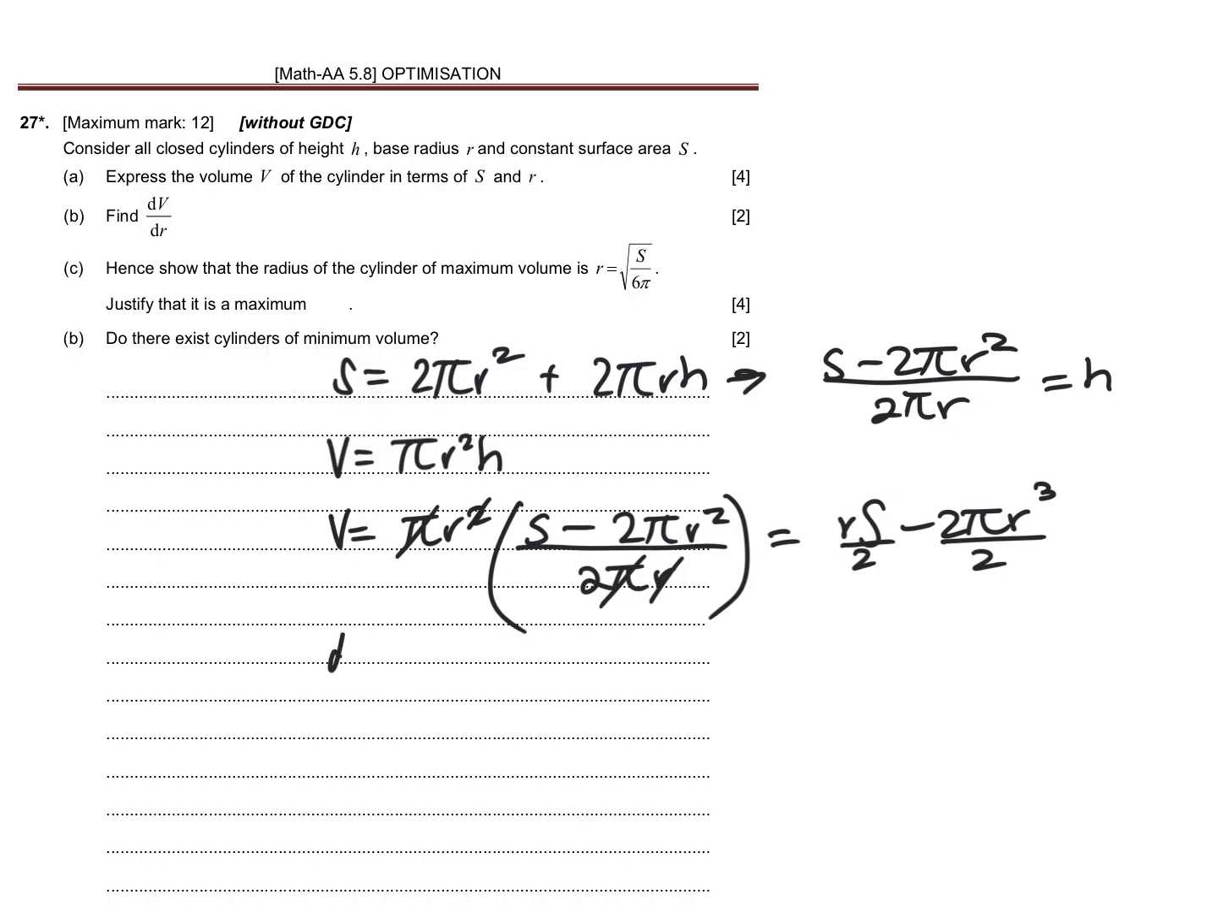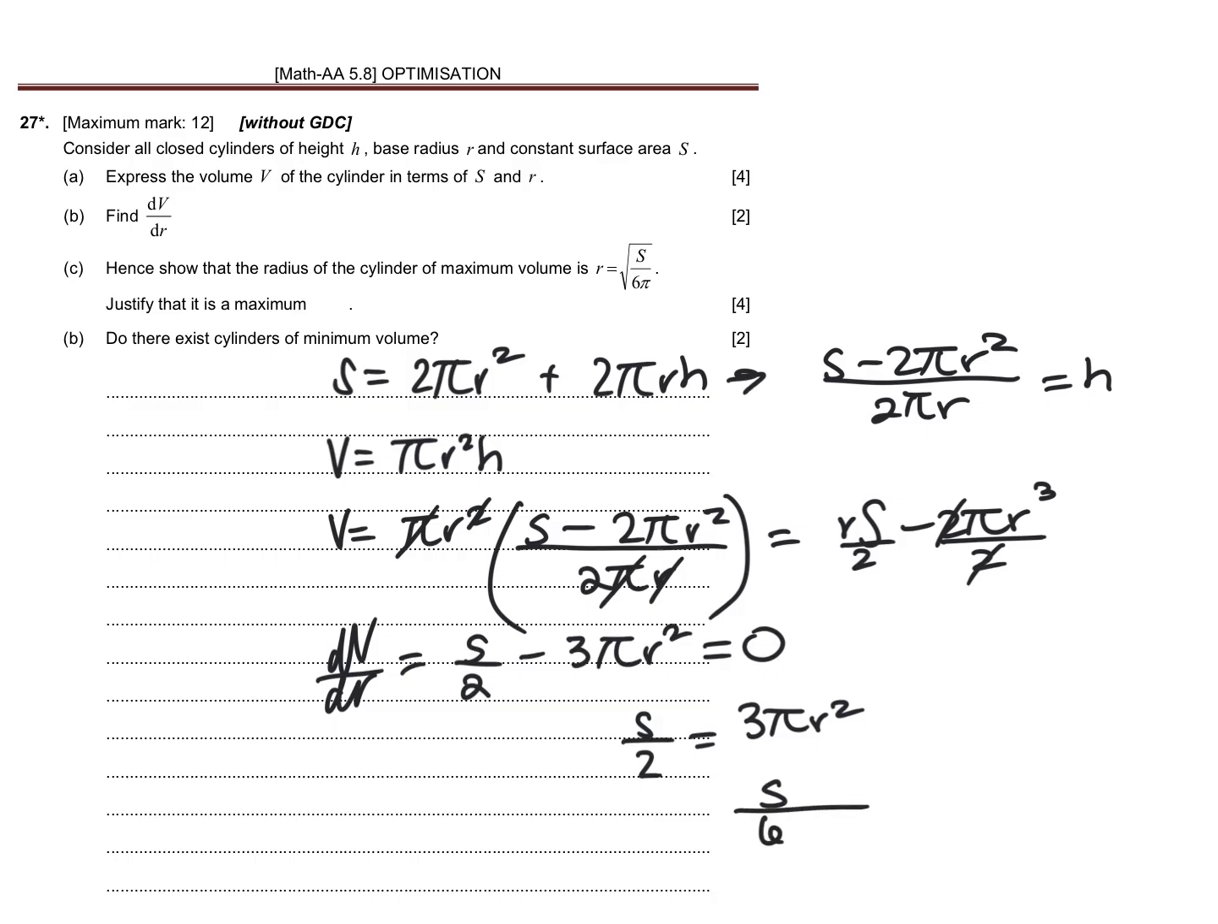Now we want dV/dr. So that's going to be S over 2 minus, these cancel, so then we have minus 3 pi r squared. Hence show the radius. Okay, so set this equal to 0. S over 2 is 3 pi r squared. So S over 6 pi to the 1/2 is r. Okay?